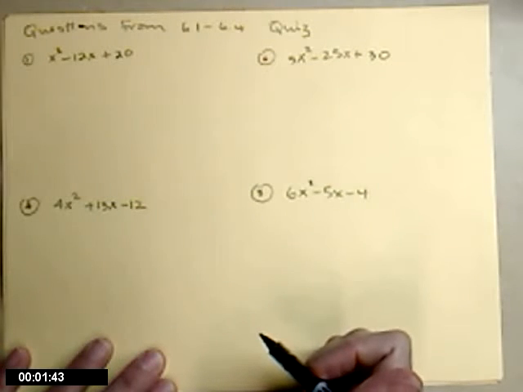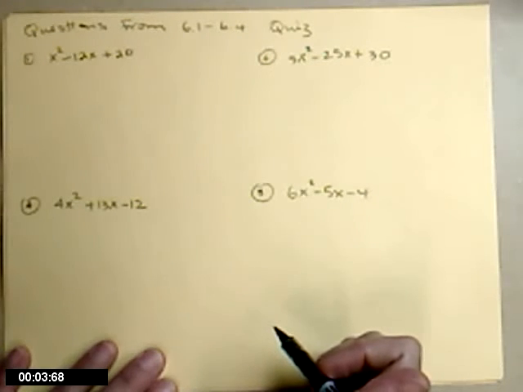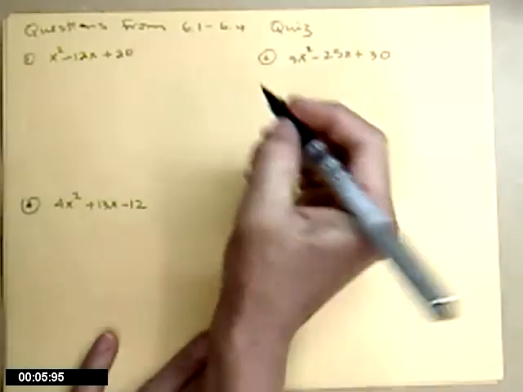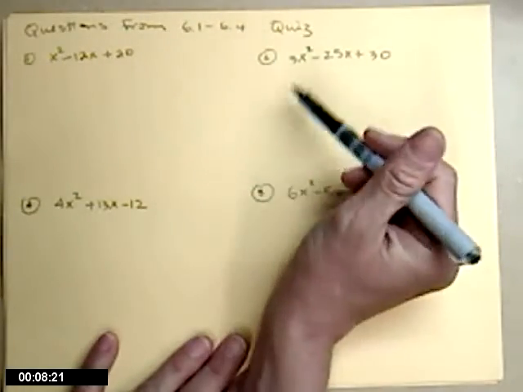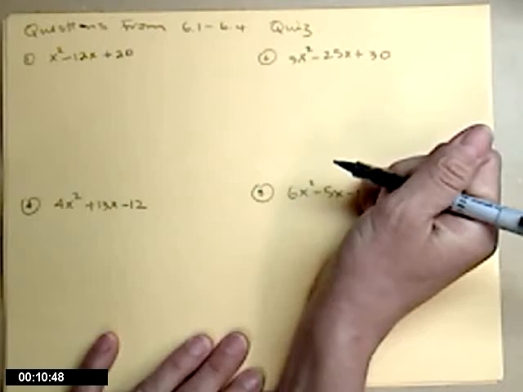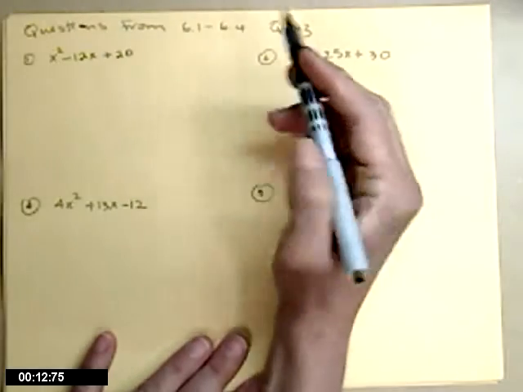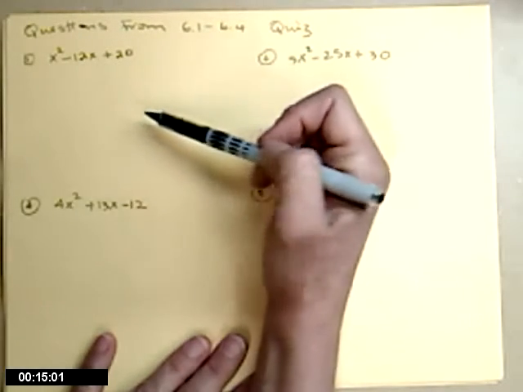So now I'm going to work out 4 of the problems that were on the 6.1 to 6.4 quiz that you guys just took. So I will do numbers 1, 4, 6, and 8. They're fairly representative of the quiz. So the first one, x squared minus 12x plus 20.